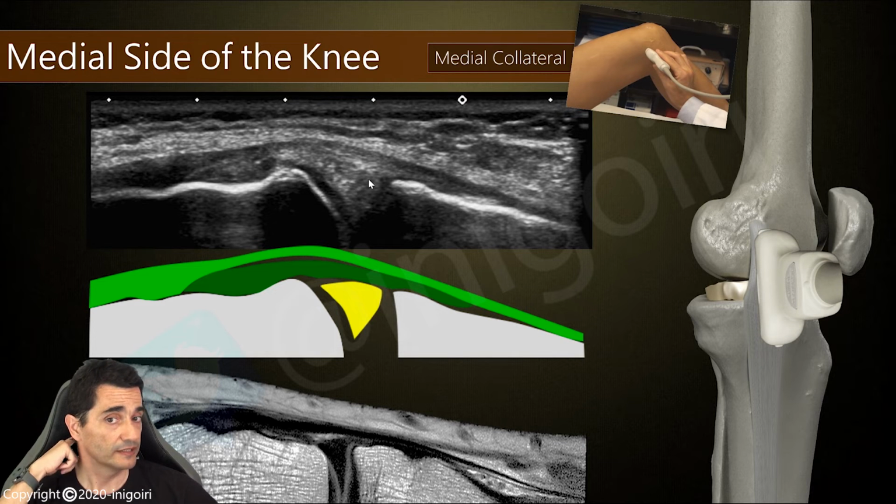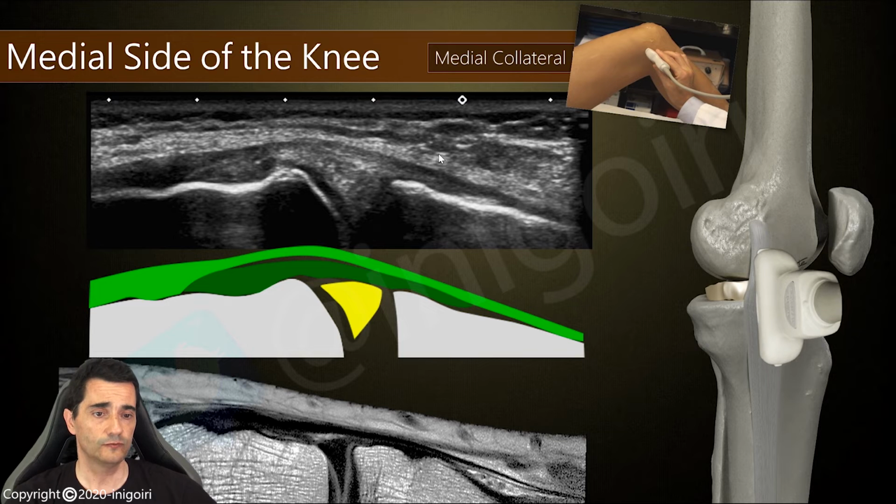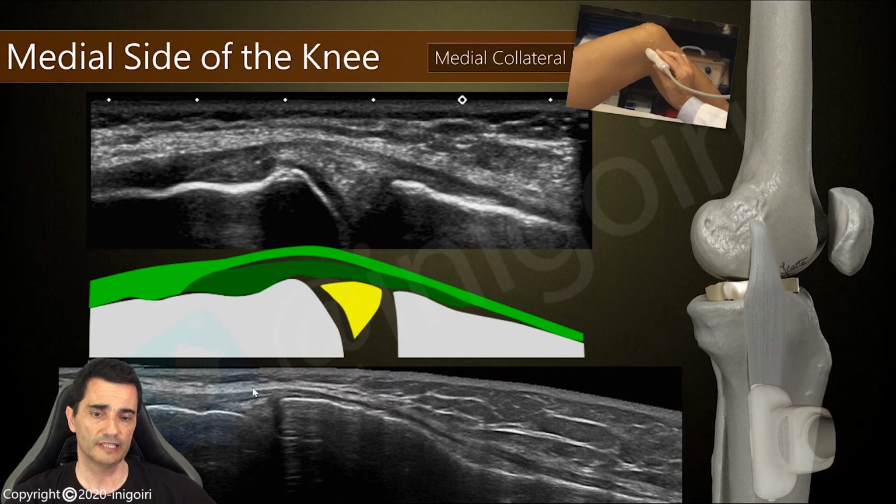Once you have checked these areas, don't forget to follow the medial collateral ligament distally, because it's a very long ligament, as you can notice here in this panoramic reconstruction, and its insertion is here. Okay, very distal. Sometimes you will notice pathology here, but always check this area.